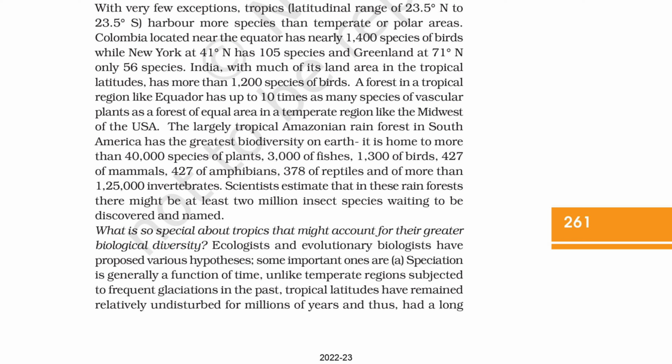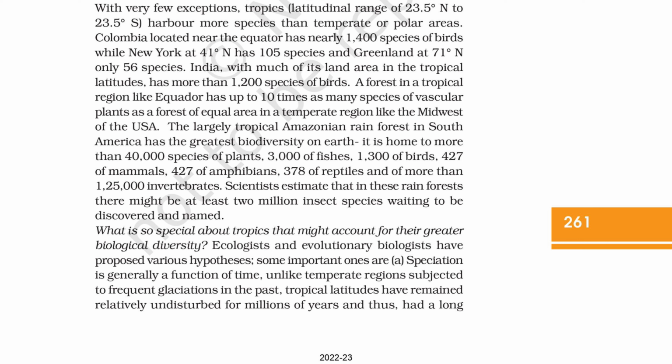Colombia, located near the equator, has nearly 1,400 species of birds, while New York at 41 degrees north has 105 species and Greenland at 71 degrees north only 56 species. India, with much of its land area in the tropical latitudes, has more than 1,200 species of birds. A forest in a tropical region like Ecuador has up to 10 times as many species of vascular plants as a forest of equal area in a temperate region like the Midwest of the USA.